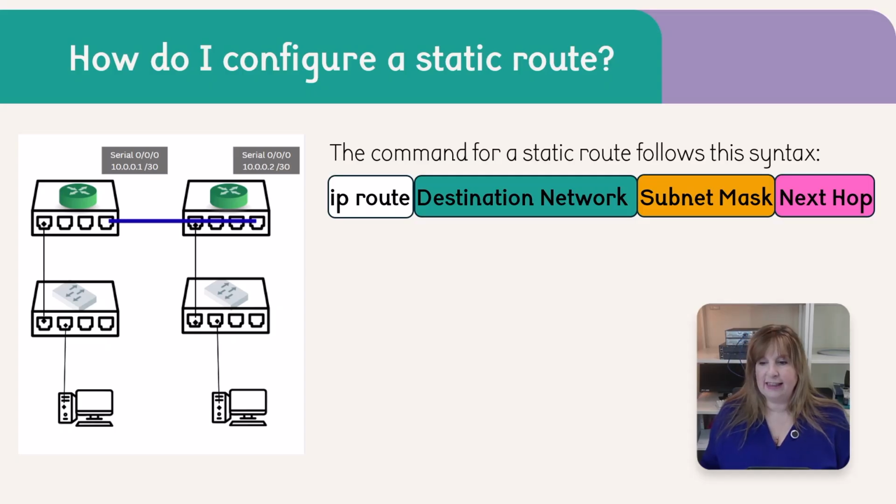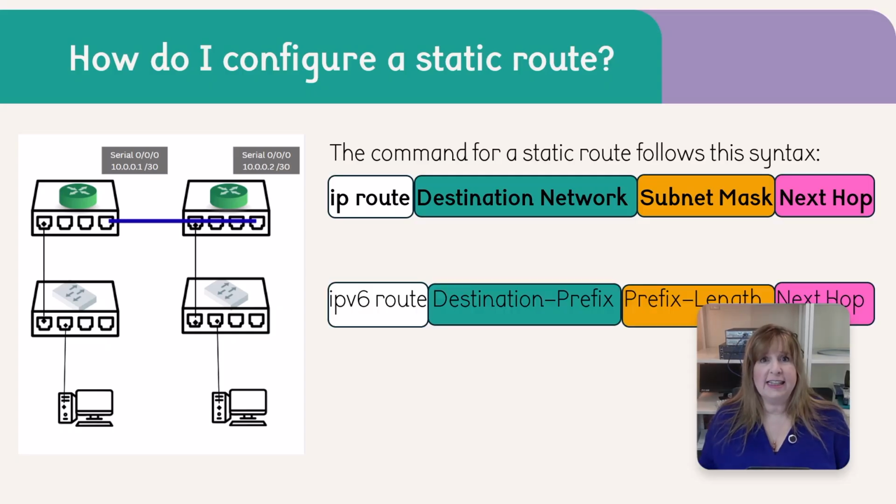So in our case, if we're looking at router 1 on the left at 10.0.0.1, the next hop would be the serial link on router 2 at 10.0.0.2. For IPv6, the idea is exactly the same.